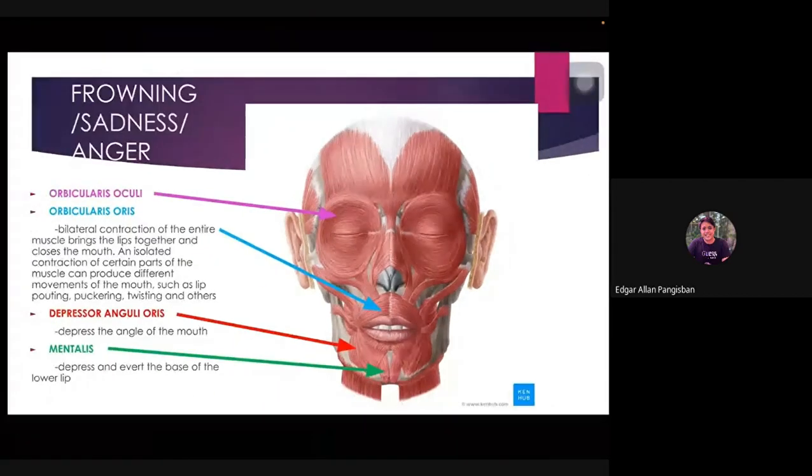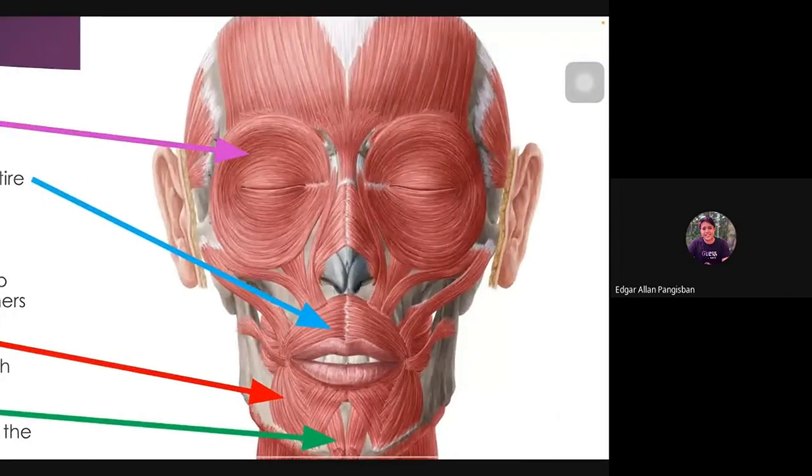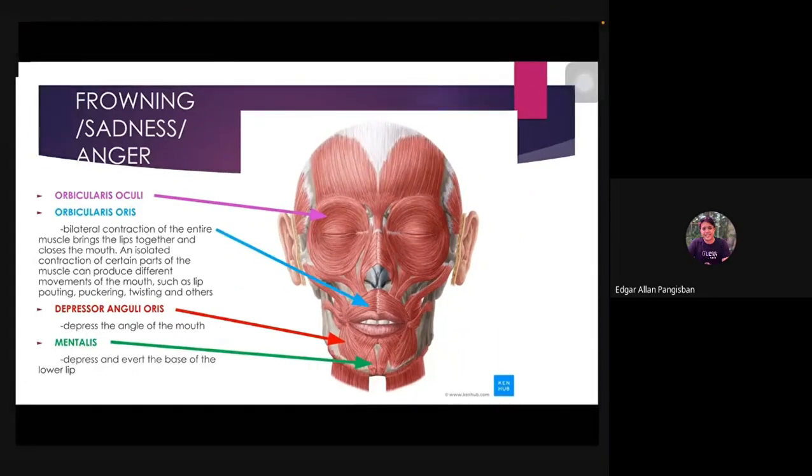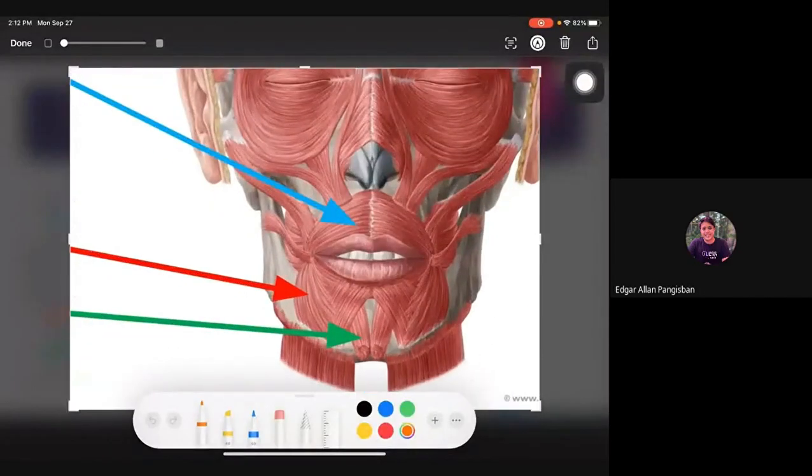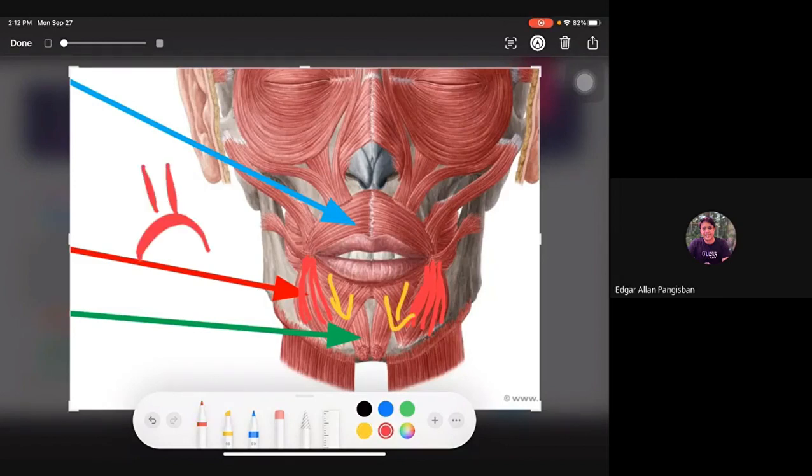Kaya meron din tayo yung orbicularis oculi. We also have your orbicularis oris, surrounding your lips. Kabaliktaran nito yung ating depressor anguli oris, whereas the levator anguli oris would pull the corner of the mouth upward. So we have your depressor anguli oris, nakatouch sa ating corner of the mouth. Naturally the contraction would be downward. It is a bilateral contraction of this muscle, kaya it would now produce a frowning expression, a sad face, because it would pull the corners ng inyong mouth downward.